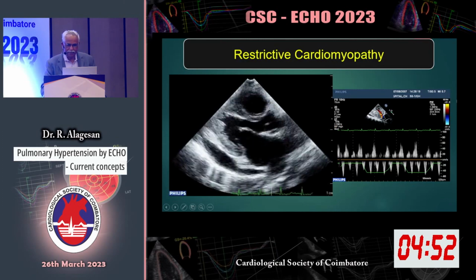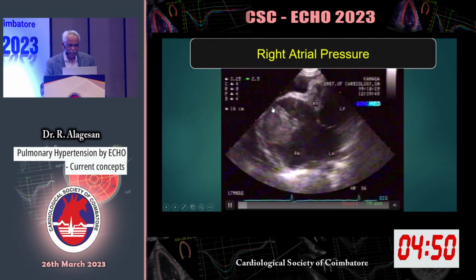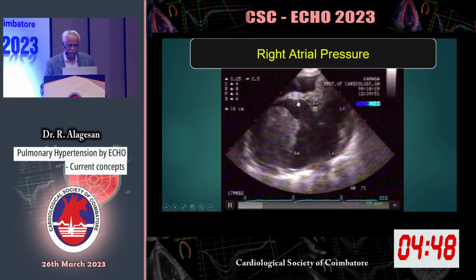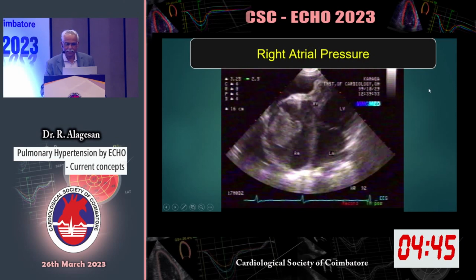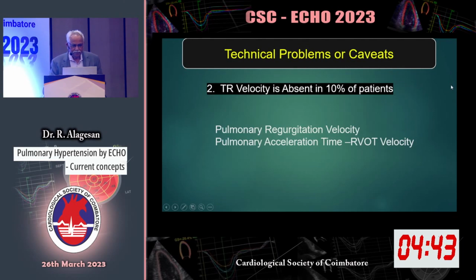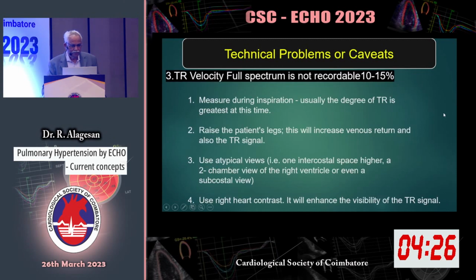In restrictive cardiomyopathy, the RA pressure is markedly increased. If there is, say, autocontrast like this, usually the RA pressure is likely to be 20 or more. The TR velocity is absent in 10% of patients. So in patients in whom the TR velocity is completely absent, look at the pulmonary regurgitation velocity. If there is no pulmonary regurgitation, look at the pulmonary acceleration time in the RVOT. The other problem is that the full TR velocity spectrum is not recorded in about 10 to 15% of patients.